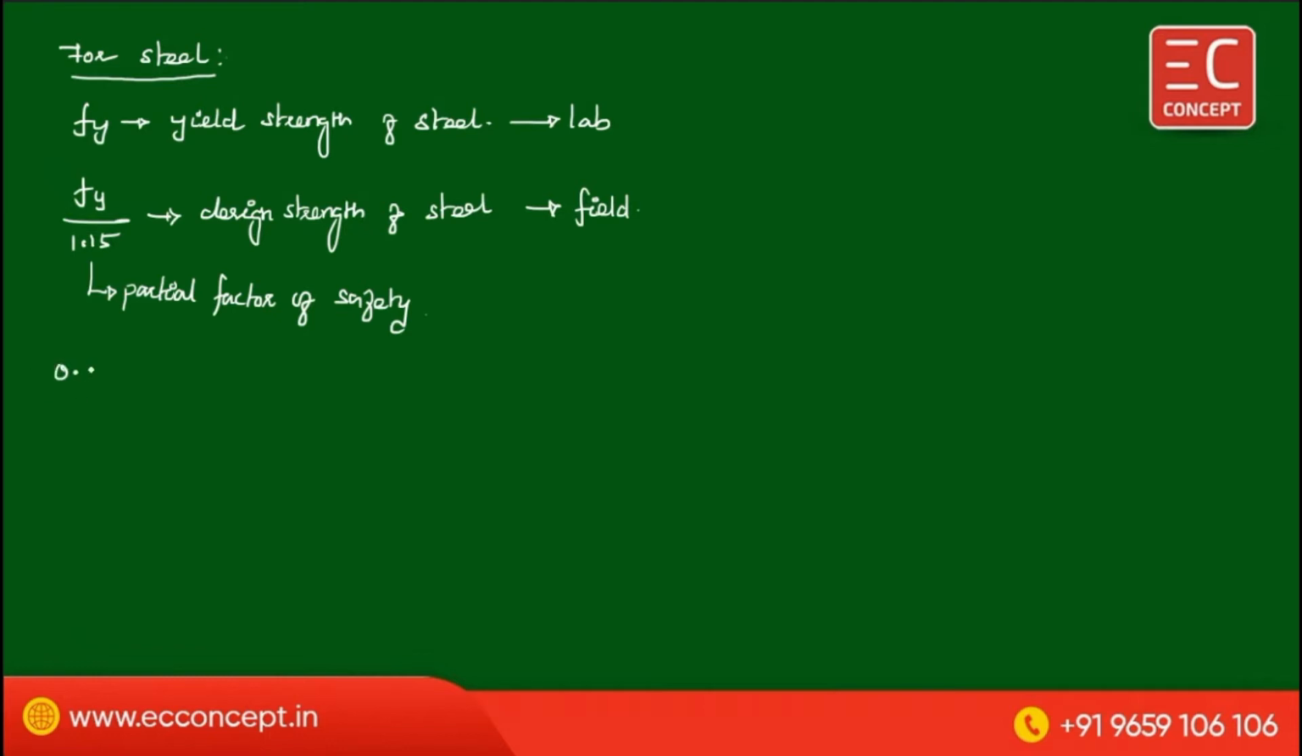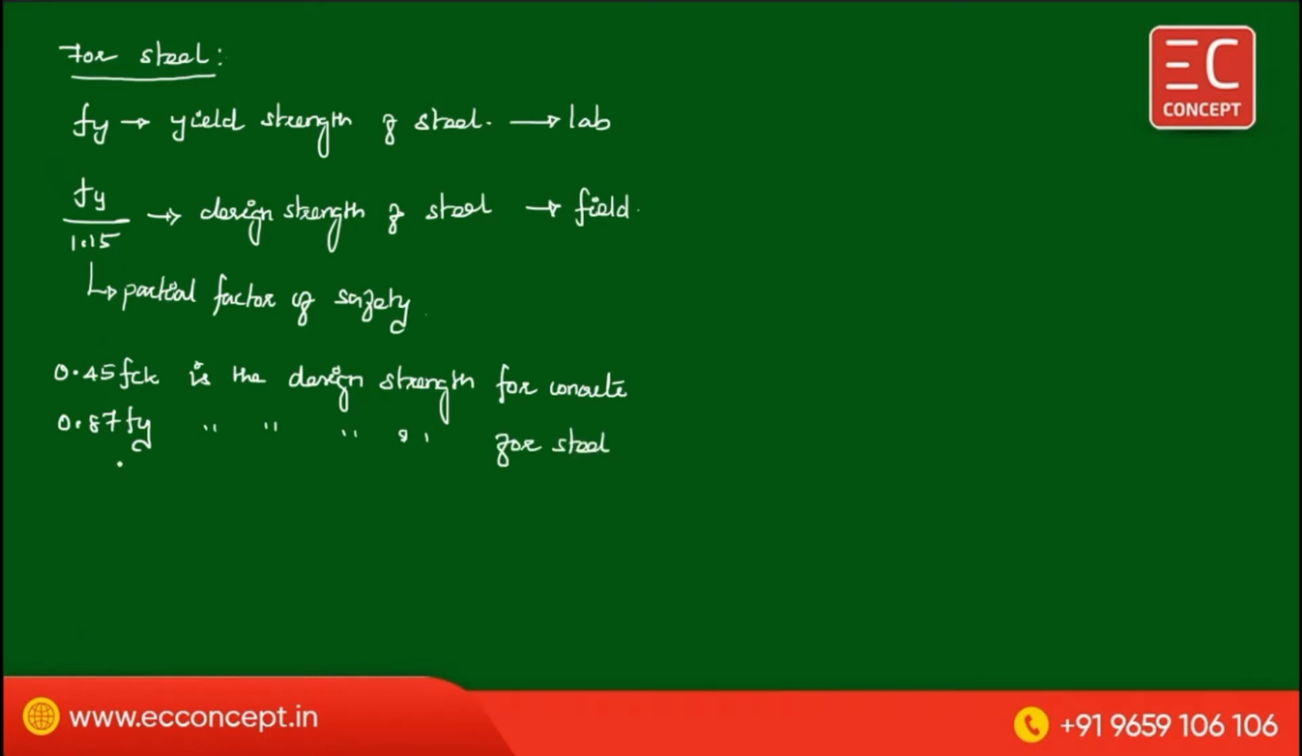So in a nutshell, we can say 0.45 FCK is the design strength for concrete. What is FY divided by 1.15? This is 0.87 FY, the design strength for steel. Now this is the summary, very, very important. The state government examination aspirants can concentrate only on this summary part.